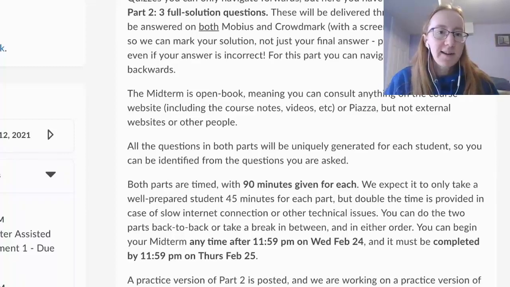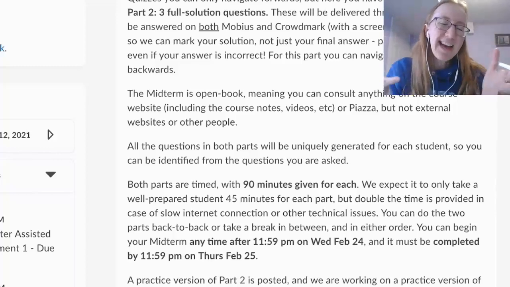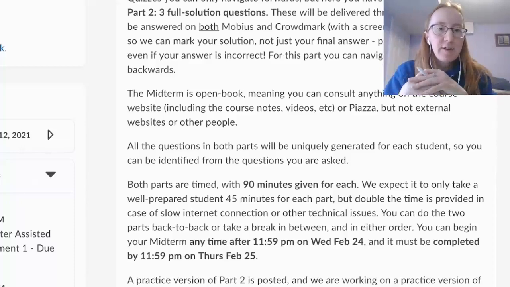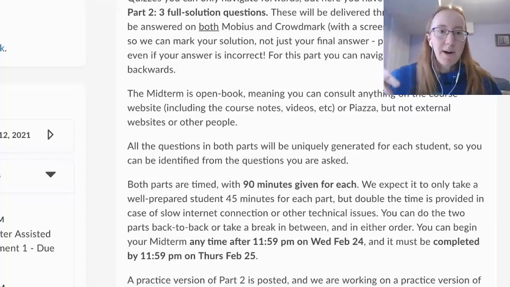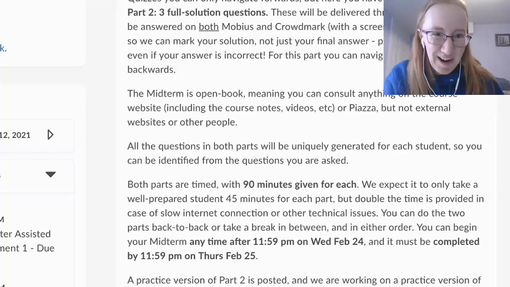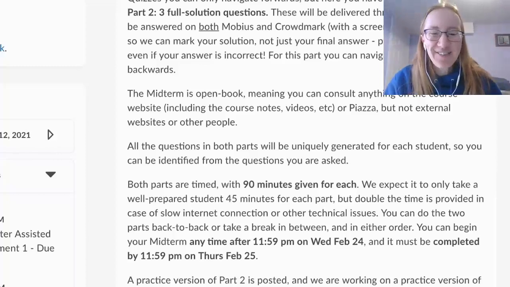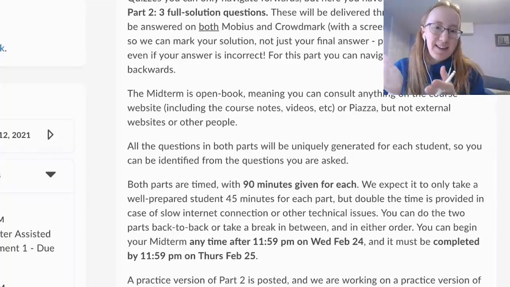You can also do those two parts in either order. So you can do the short answer multiple choice ones first and then the long answer. I think I would probably recommend that. But if you prefer the other way, absolutely, you can do the full solution first and then the short answer ones. And you can do them back to back, or you can take a break in between. Totally fine. It might be a great idea to do one part, and then if there was stuff that you struggled with, go study some more and then do the other part. Hey, it's like you get a study break in the middle of your midterm. But once you start each part, you have 90 minutes to finish it.